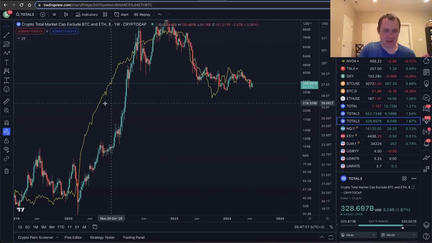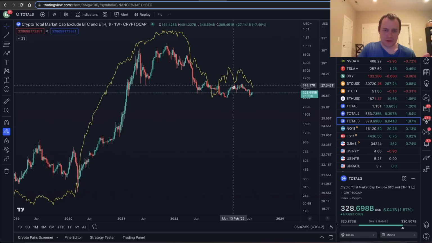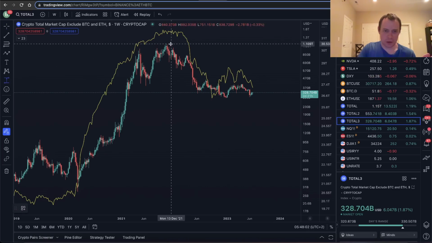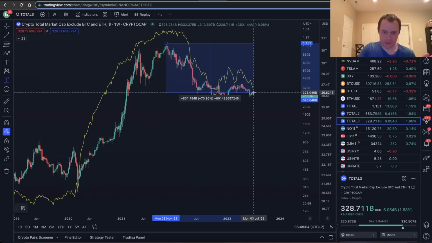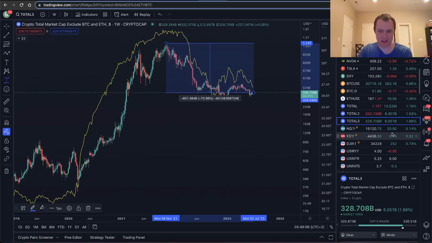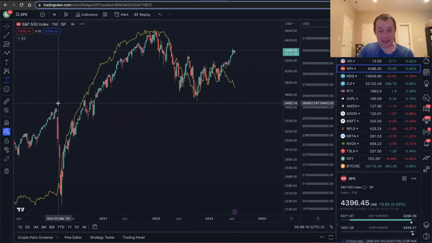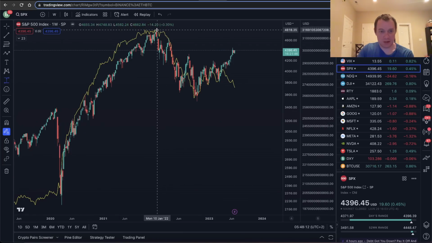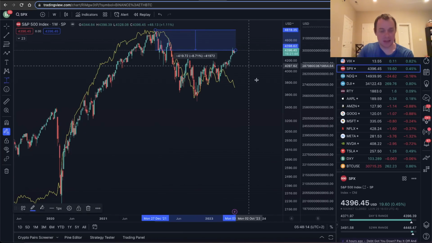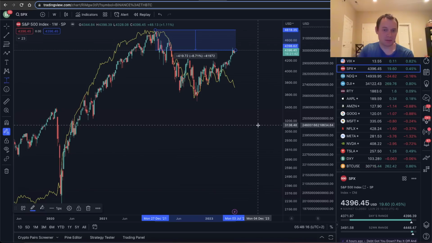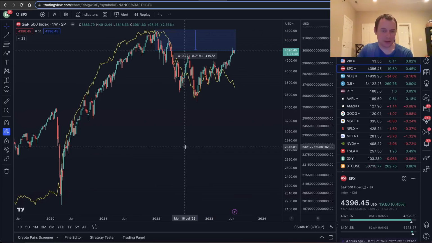And it's clear as day. To give you an idea here, the total 3, the altcoin market, is down 71% from the all-time high. 71%. The S&P from the all-time high is only down 8 or 9%, around 9%. That gives you an idea of just how much more risk there is in the altcoin market than there is in the equity market. And this is why I've said many times before, right?